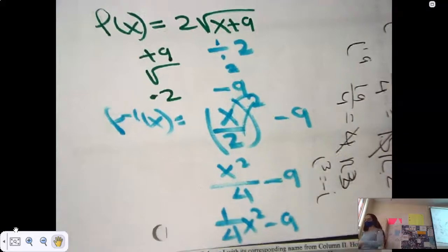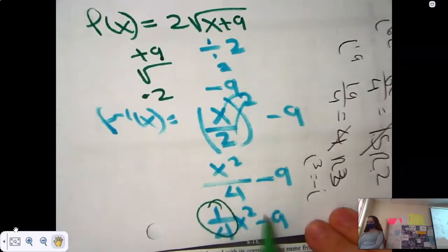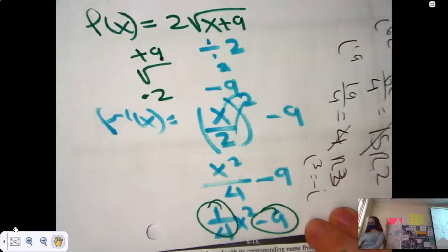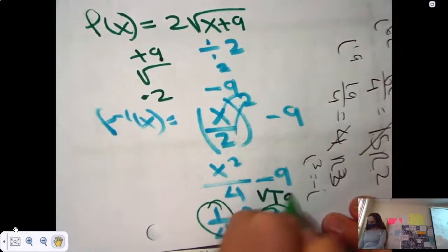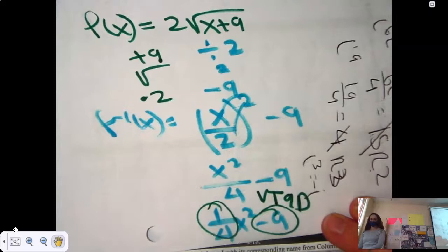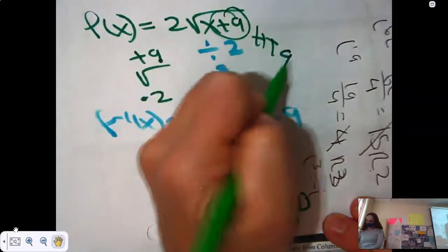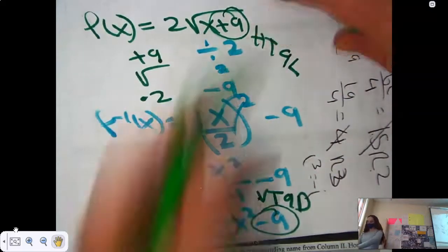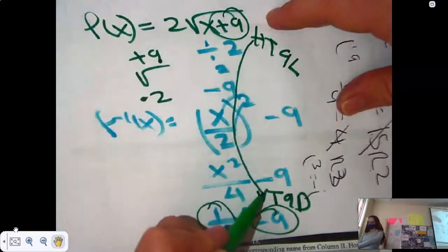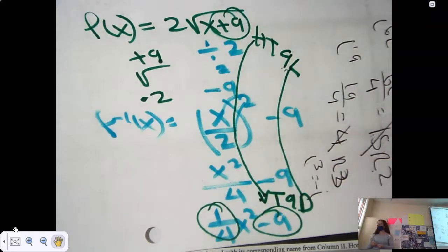And then to remind you, this would be a vertical compression by a factor of 1/4 and a vertical translation 9 units down. So if you look, this is vertical translation 9 down, and this is horizontal translation 9 left. Okay? Look at this. They're opposite, or inverses. Horizontal, vertical. Left, down. Okay? They're inverses of each other. Okay? So that covers the inverse.